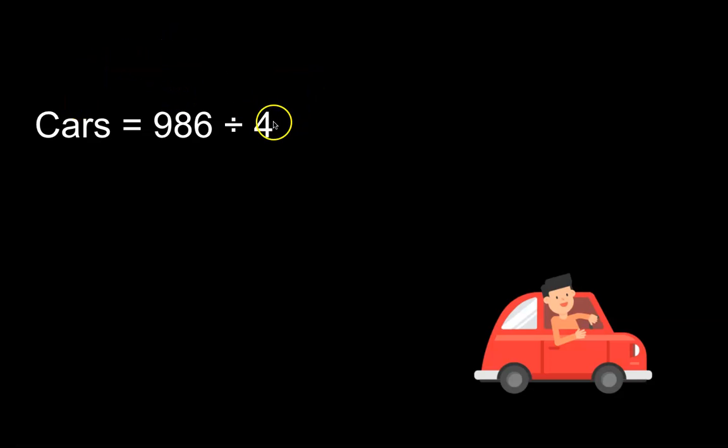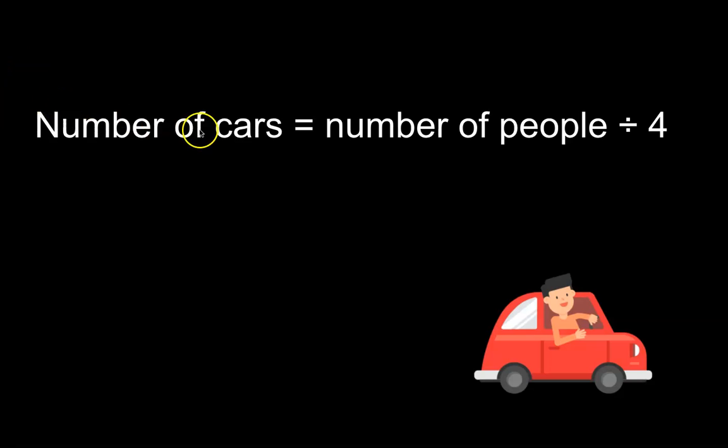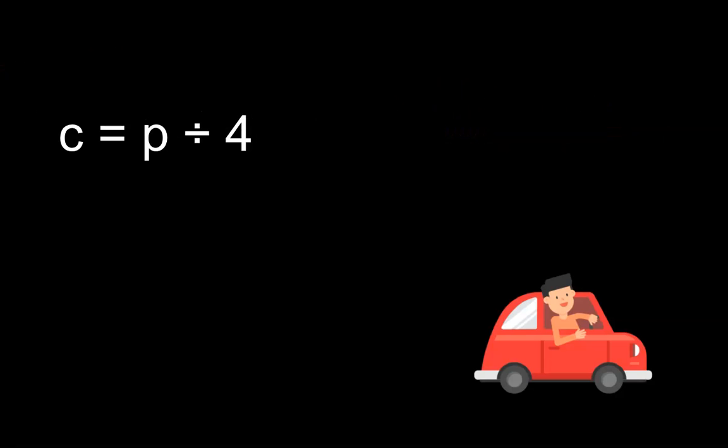This doesn't change. You could write it like this. Number of cars equals number of people divided by 4. I'm sure you'll agree with that. But a slightly better way: use the letter C for the number of cars, the letter P for the number of people, and divided by 4. Sorry, I think I might have said plus 4. Divided by 4. Number of cars equals number of people divided by 4.